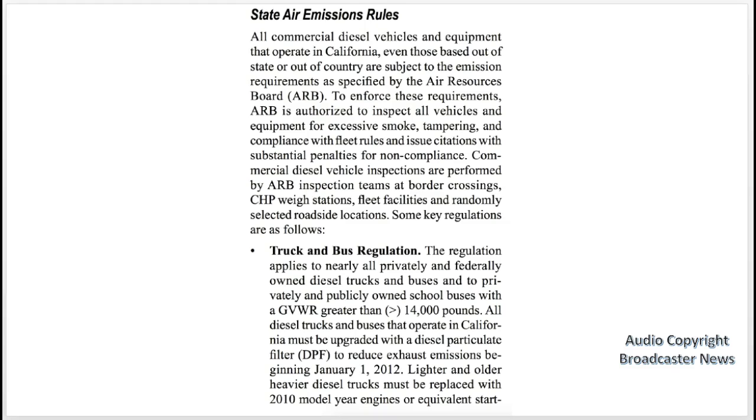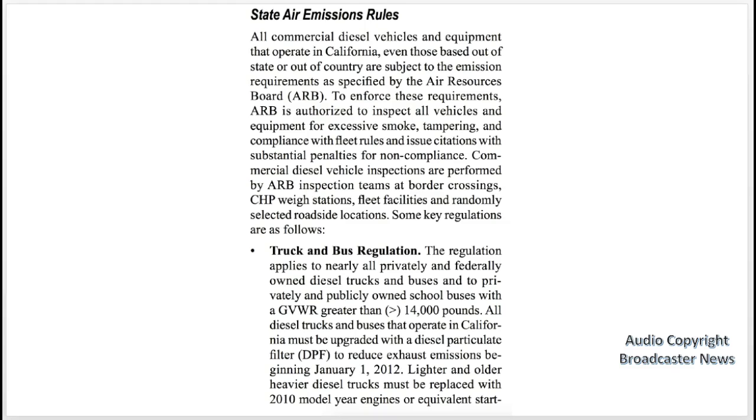Commercial diesel vehicle inspections are performed by the ARB inspection team at border crossings, the CHP weigh stations, fleet facilities, and randomly selected roadside locations. Some key regulations are as follows. 1. Truck and bus regulations.